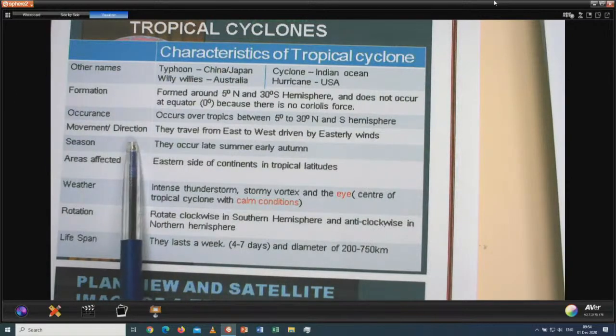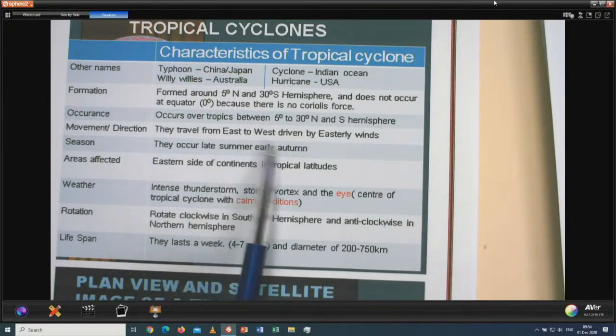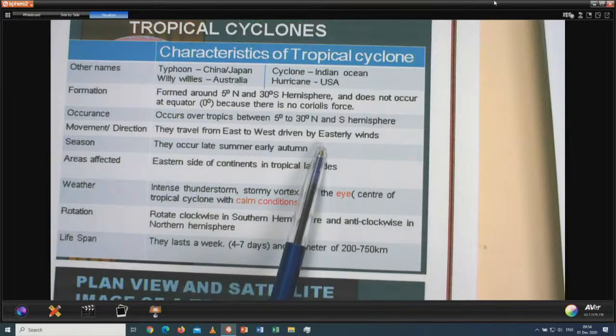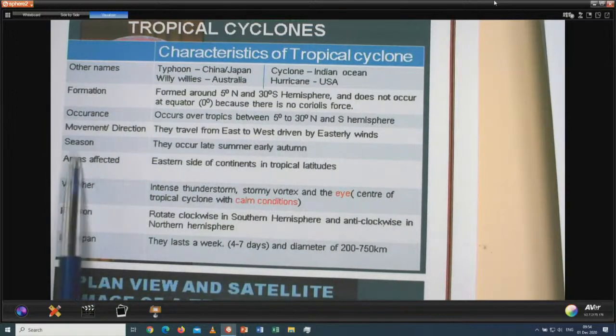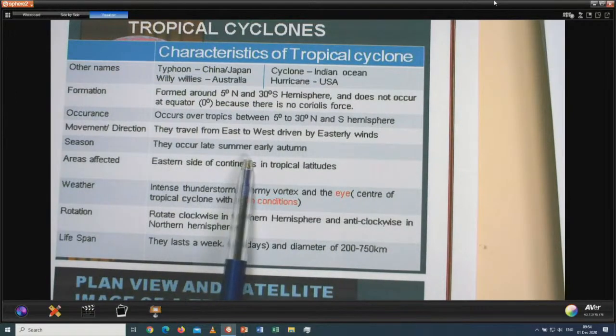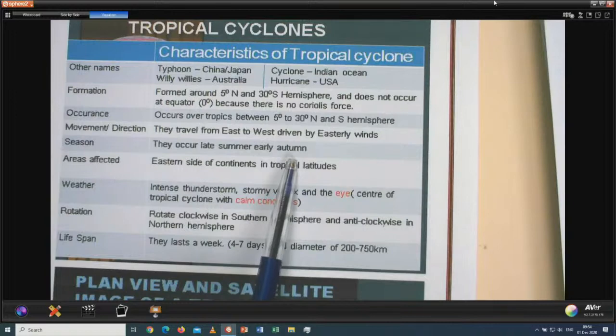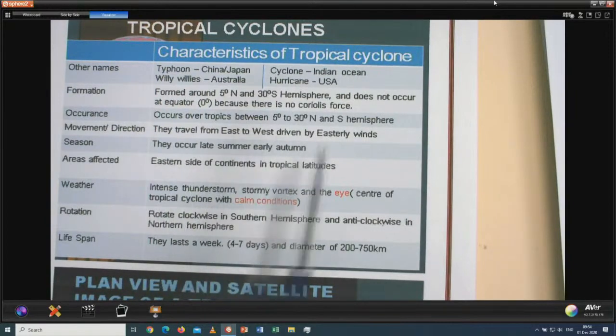Movement or direction of movement: they travel from east to west, or westwards, driven by the easterly winds, the tropical easterlies. Season of occurrence: they occur in late summer and early autumn, normally from February to March in the southern hemisphere. Areas affected: eastern sides of continents. Why? Because on the eastern side of continents we have the warm ocean currents.